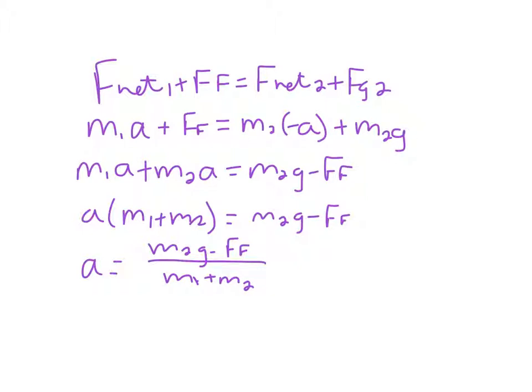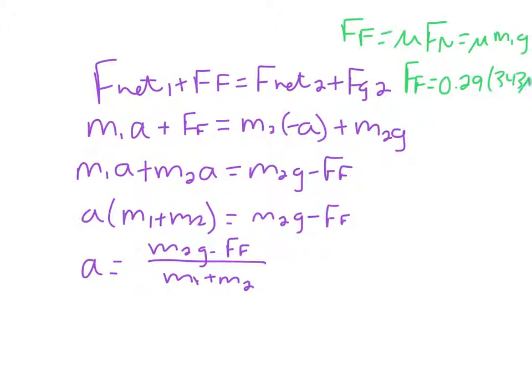We know that frictional force equals mu Fn, and in this case Fn is equal to mg, so this is equal to mu m1g. So my frictional force equals, it's now moving, so we want to use the coefficient of kinetic friction, 0.29, times mg, which we already solved for in part A, 343 newtons. 0.29 times 343 equals 99.47 newtons.